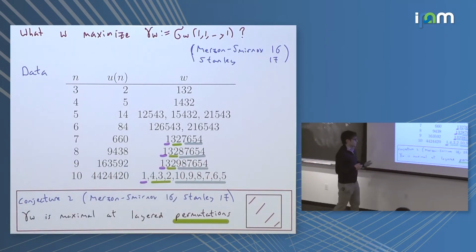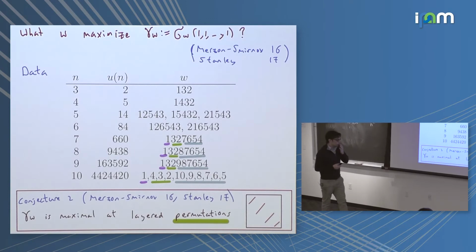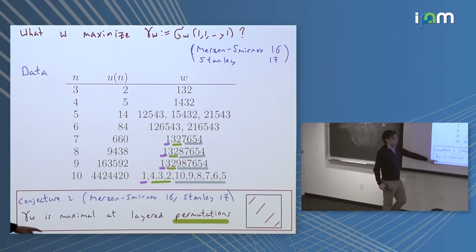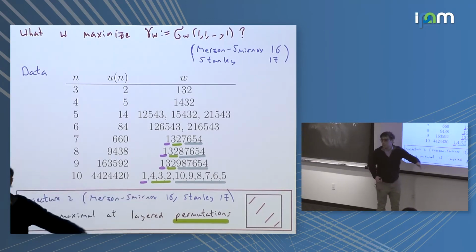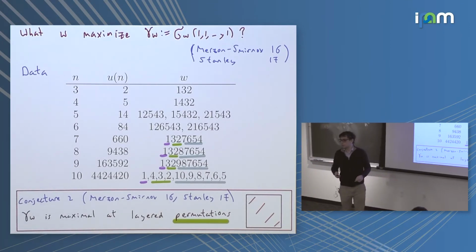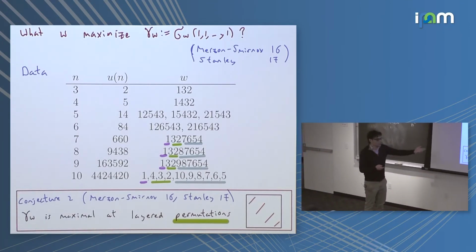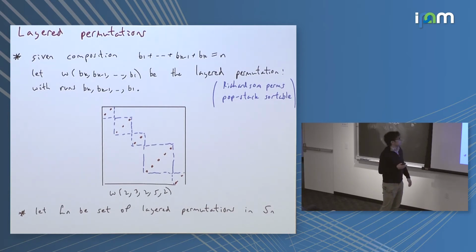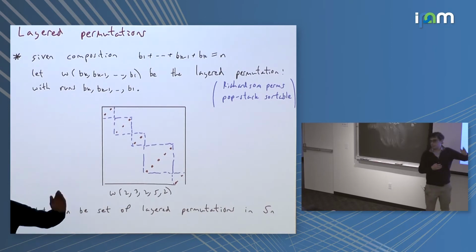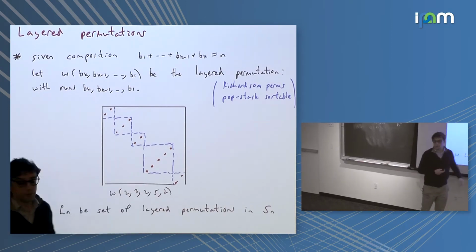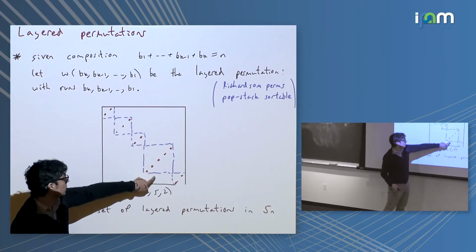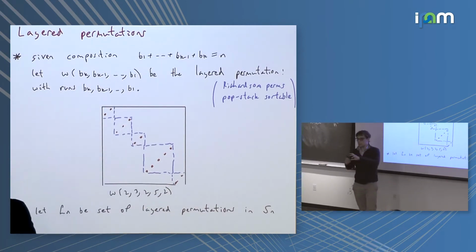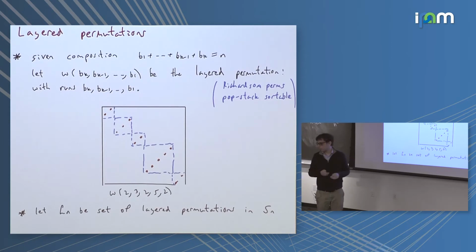Okay, so the conjecture of both authors was that the maximum is achieved at a permutation that has these runs, and these permutations are called layered permutations. Let me explain what they are, but you can kind of see the pattern. If you have a composition of n, b1 plus b2 plus ... plus bk equals n, a layered permutation is a permutation of size n that has runs of length bk, bk minus 1, down to b1. So you have here a run of 2, a run of 3, a run of 5, and a run of 2. They're indexed by these compositions of run lengths.